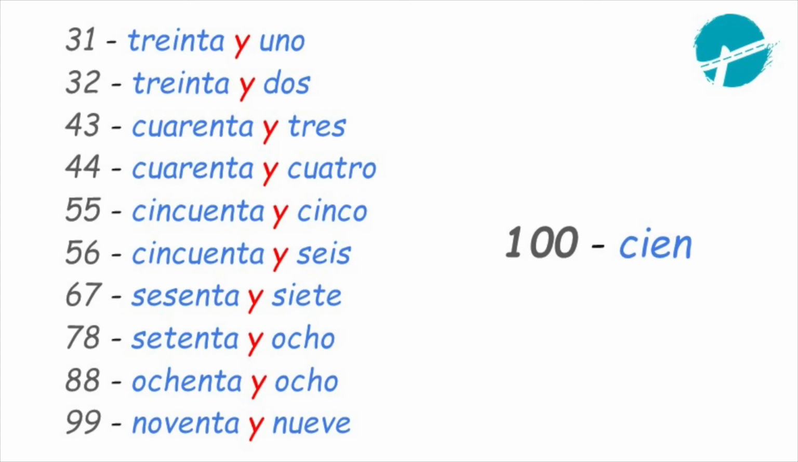31, 32, 43, 44, 55, 56, 67, 78, 88, 99, 100. In the next lesson, you'll learn how to count up to 1 million.